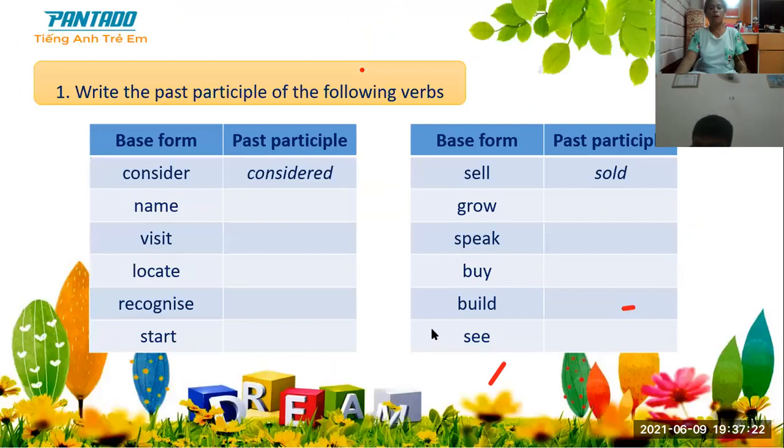Okay, look at this one. Now, Tab, please write the past participle of the following verbs. Look here: consider, considered. You write your answer here, in the space or in the blank. Okay, go ahead, Tab.